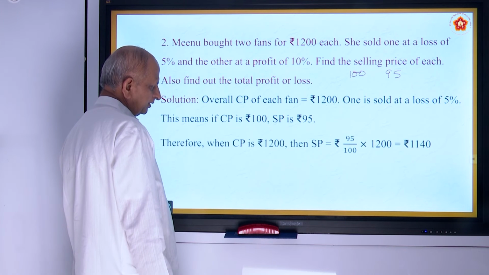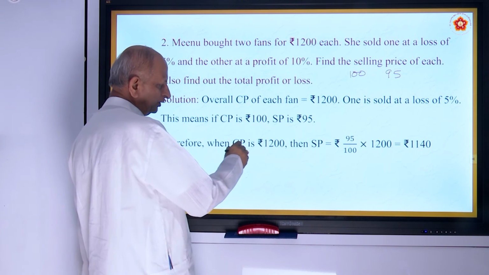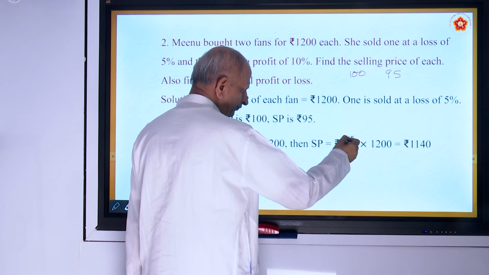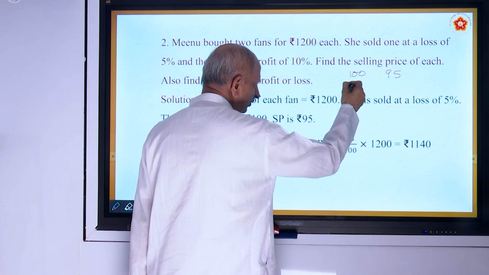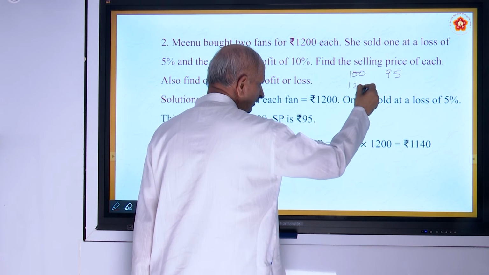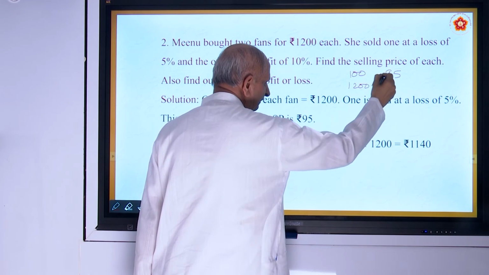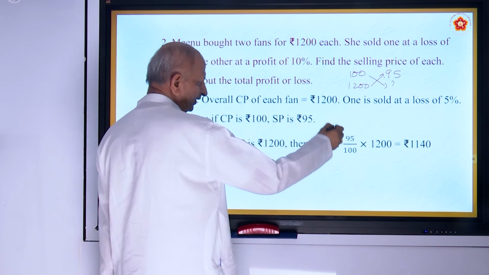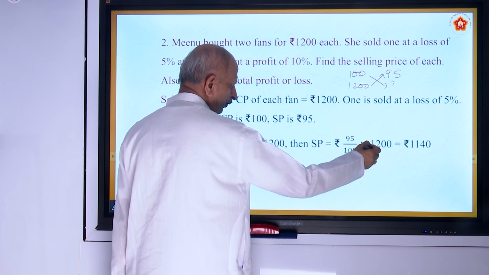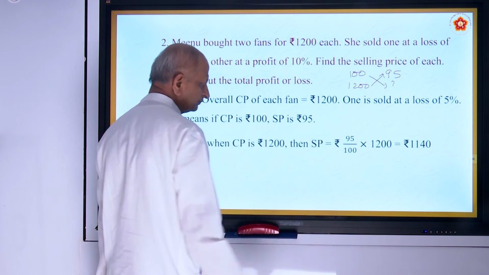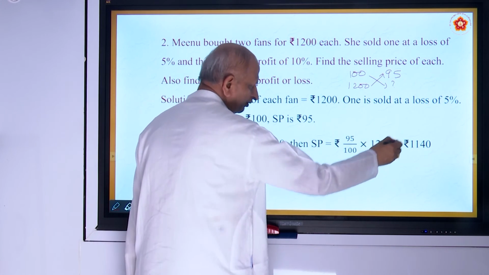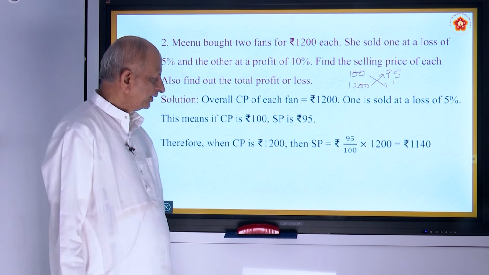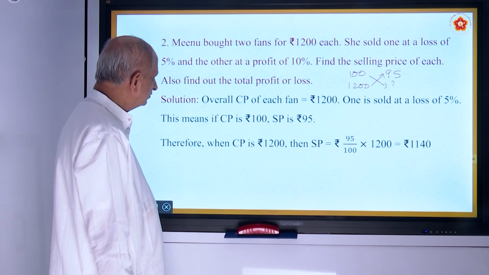Correct? And therefore, when the cost price is 1200 for each fan, what is the selling price for one fan? So, it will be 95 into 1200 by 100. It comes to 1140 rupees. Follow? And next there is one more.